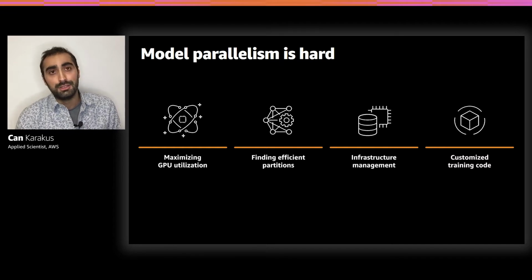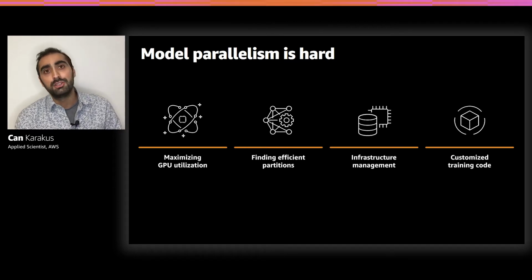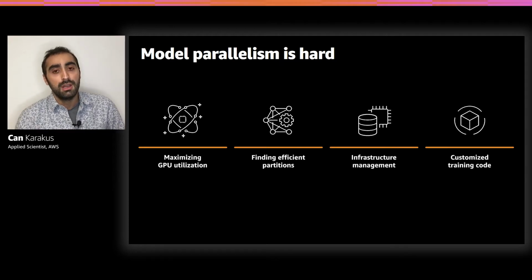Another challenge is to be able to find efficient partitions. And there are several concerns here. As we discussed, by parallelizing the model, we're introducing communication, and we want to partition in a way that minimizes that communication to be able to train faster. And we also want to balance the computation and memory footprint across different devices. And finding the right partition given these constraints can be difficult.